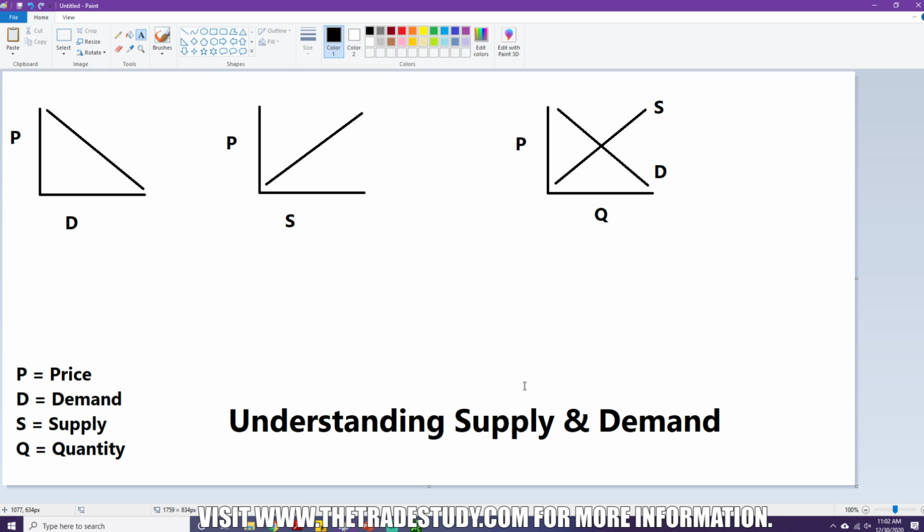Hey guys, wanted to talk about supply and demand, a little bit of economics 101 and how important it is to understand this concept. I like to use it as a building block foundation for entering the stock market, trying to pick out certain companies, stocks.